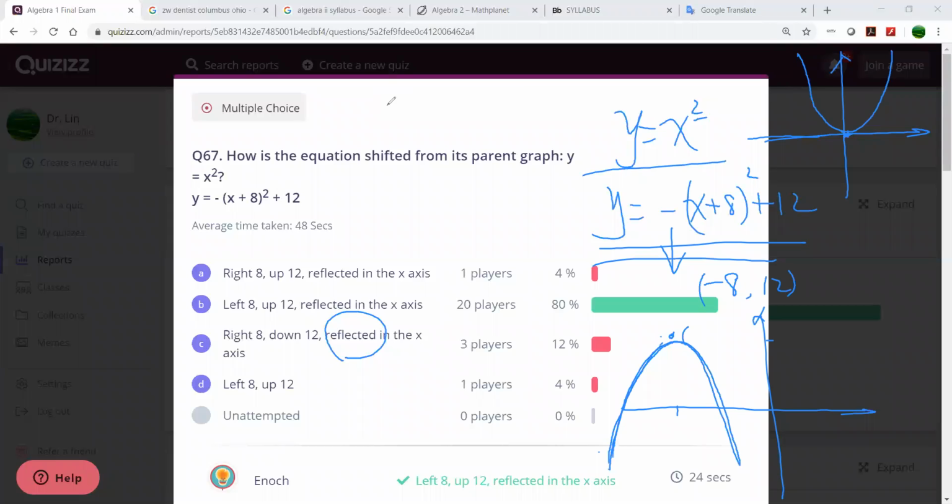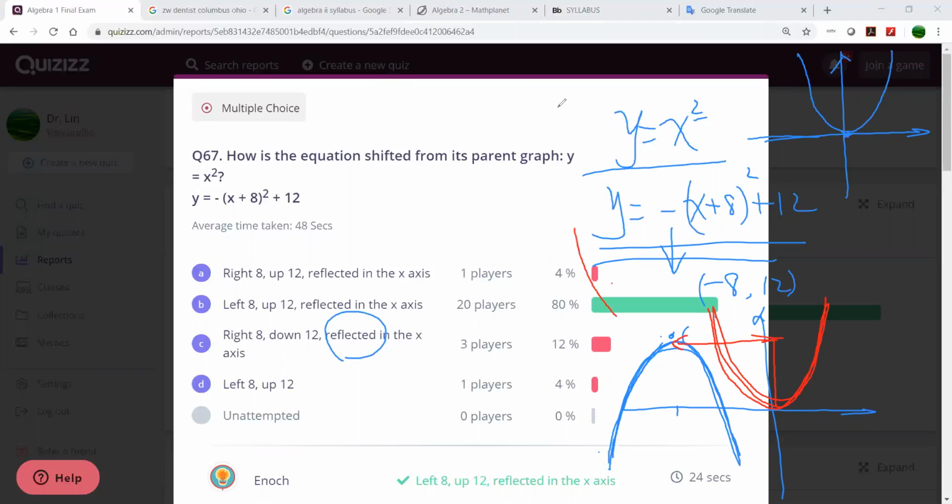So actually, this one, how to change? Initially, this one, let me change another one. I will change this personally. This one actually should move up, right? Move up 12 and move to left 8 units.